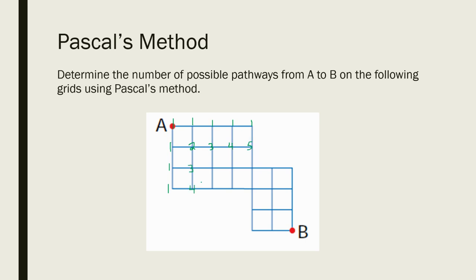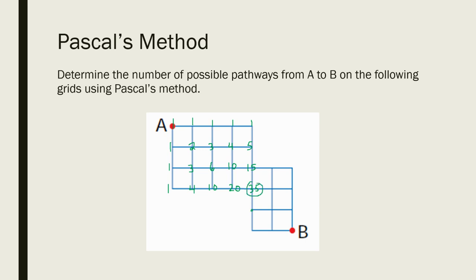3, 4, 6, 10, 10, 20, 15, 35. Right now we're just applying Pascal's method. And at this point, here's where the similarities end. You have to avoid the temptation to just copy down the entries in Pascal's triangle. Because of this irregular grid, there are 35 ways to get to this point here.